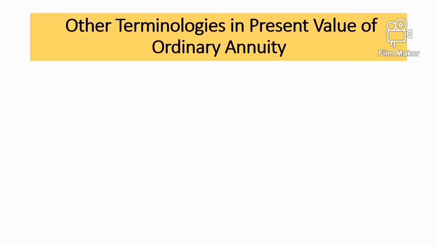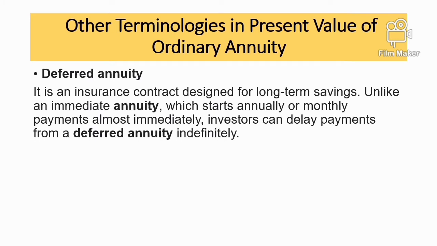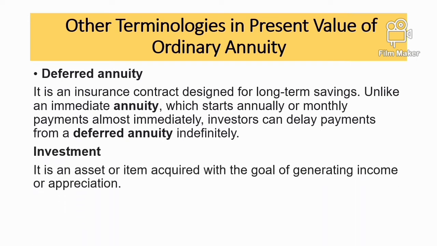Other terminologies in present value of ordinary annuity. Deferred annuity. It is an insurance contract designed for long-term savings, unlike an immediate annuity, which starts annual or monthly payments almost immediately. Investors can delay payments from a deferred annuity. Investment. It is an asset or item acquired with the goal of generating income.